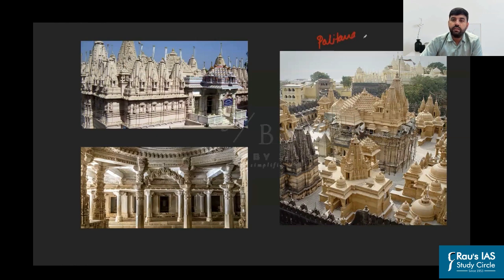Palitana, right? Yeah, I think this is Ranakpur. These are the places, right? And this is Dilwara in Mount Abu.